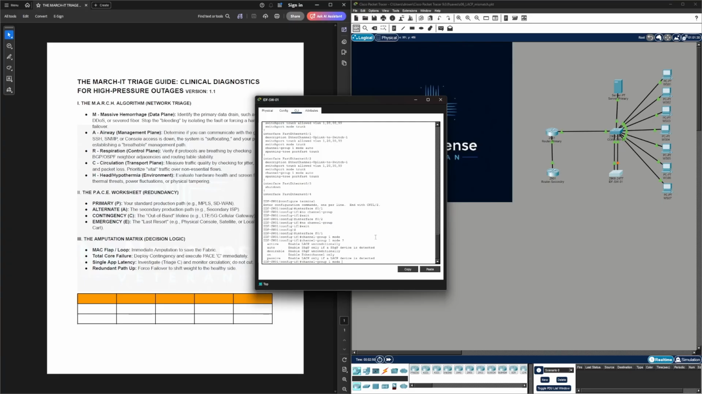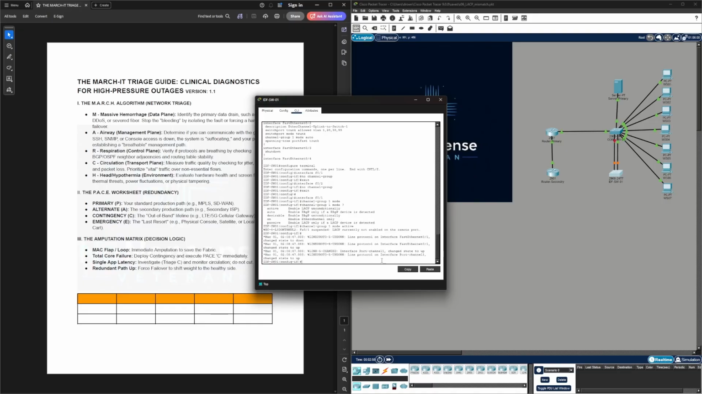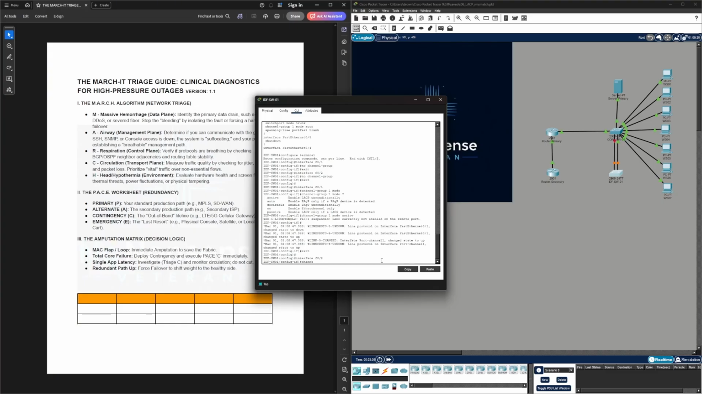Now we force the correct handshake. We use the help command to verify our syntax. We need LACP. That means active mode. We apply channel group 1 mode active to both physical interfaces. We are forcing the protocol to breathe.